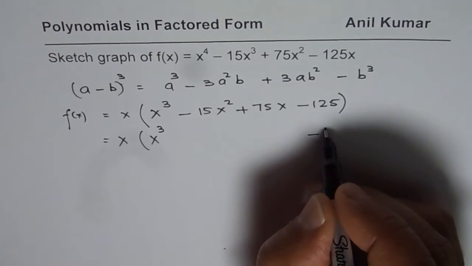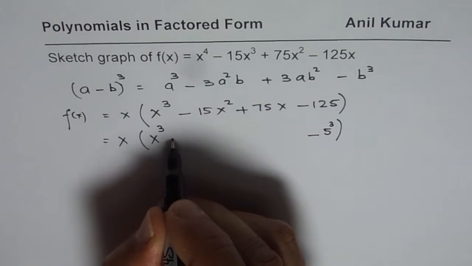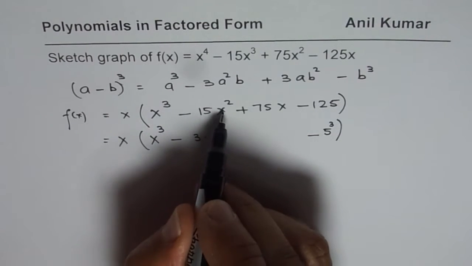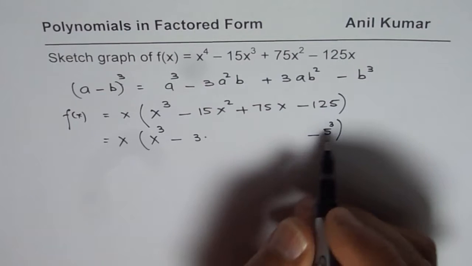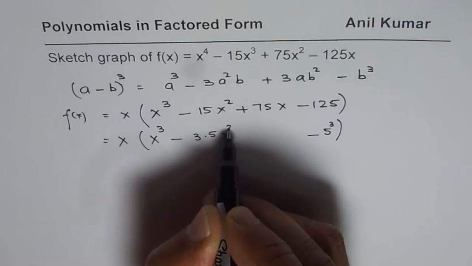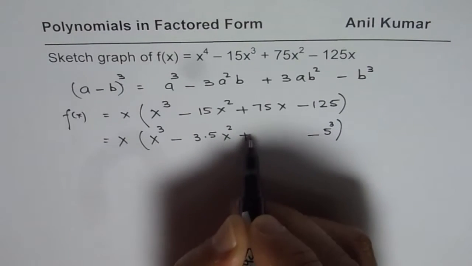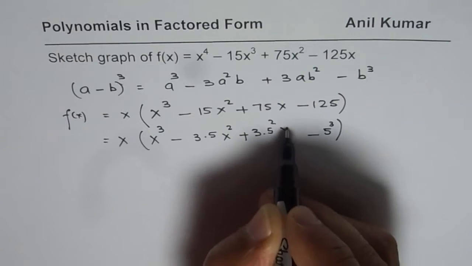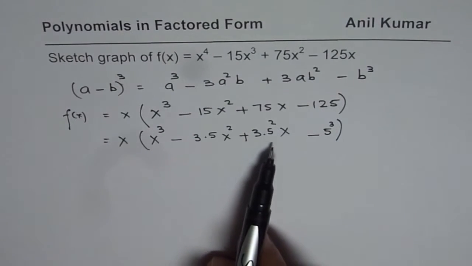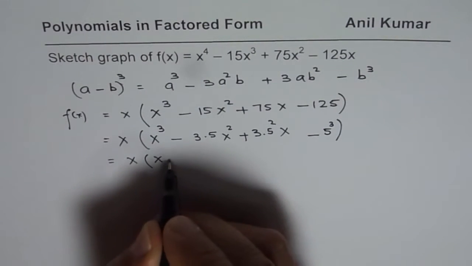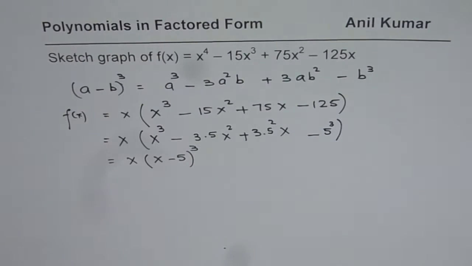125 could be written as 5 cubed, right? Now, a is x for us, so let me write x, and then the number 5. So x squared, correct? So that gives us 15, which is 3 times 5, and 75, which is 3 times 5 squared, times x. Do you see that part? So now you can correlate with the formula, and you know it could have been factored as (x minus 5) whole cubed. So that is how you can actually factor this particular polynomial.